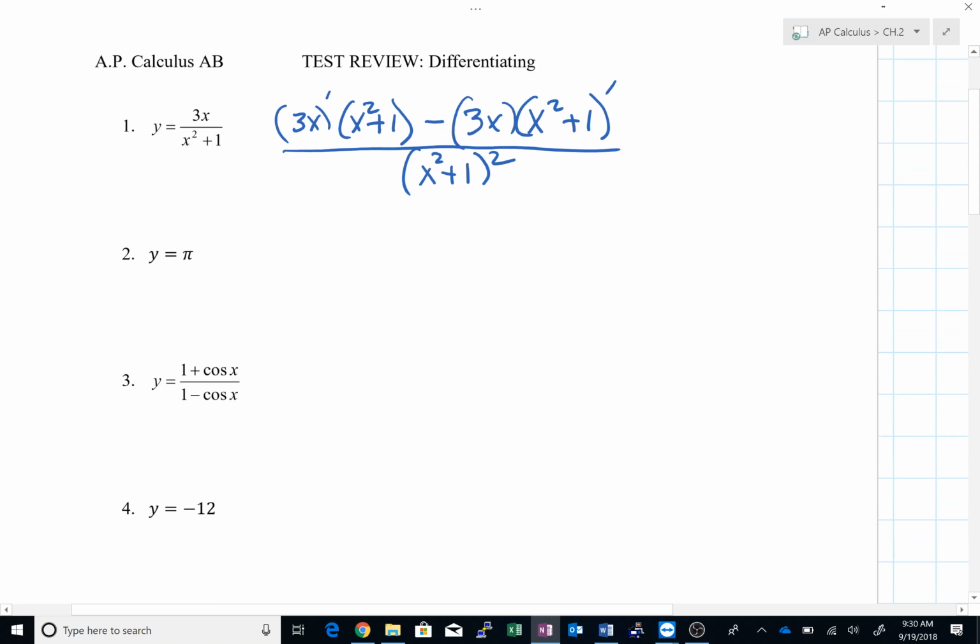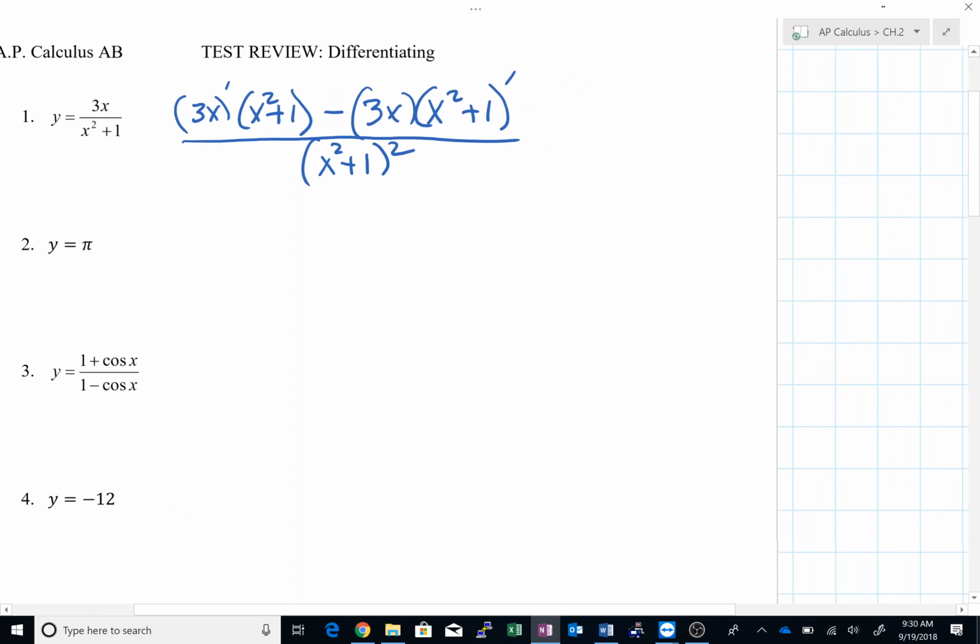Okay, so what I'm saying is I'm differentiating the first times the second minus the second, or the bottom, times the front first. All right, so the derivative of 3x is going to be 3, and then times x squared plus 1, minus the derivative of x squared plus 1, which is 2x, all over x squared plus 1 squared.